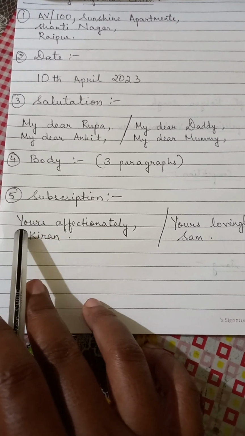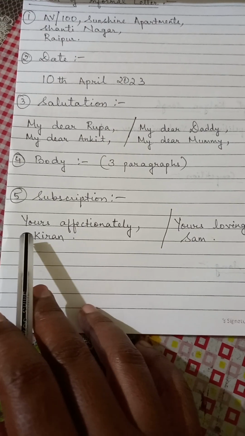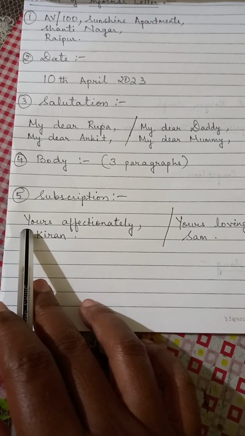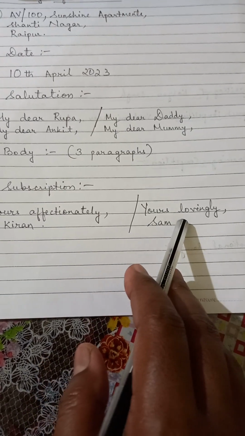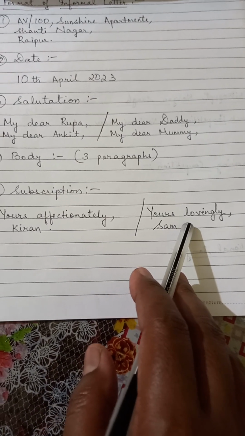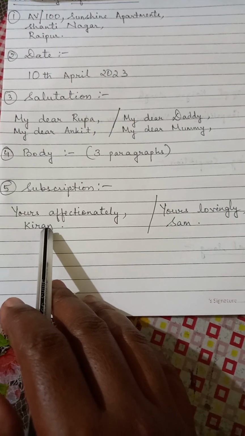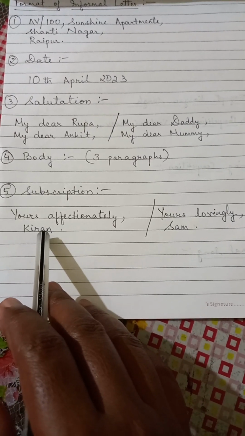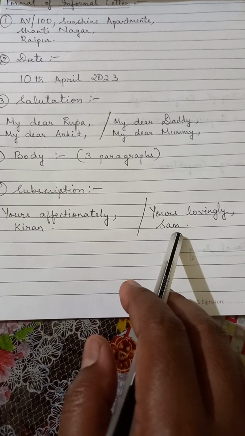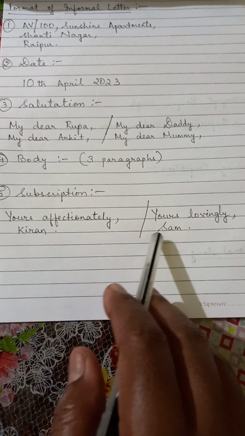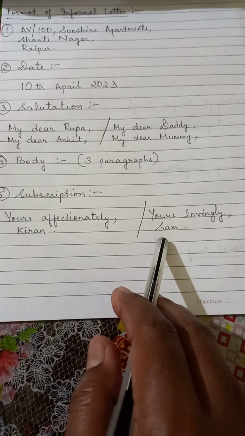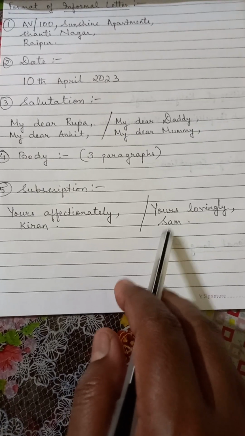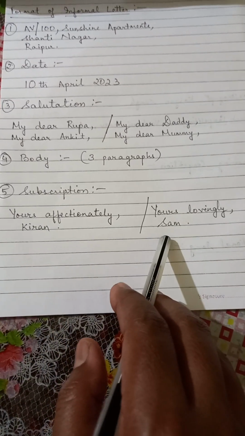You have to use only Yours affectionately, and here also you can see Y is capital, A small, Y capital, L small. This is how we write the subscription, and it ends with only your first name. You need not write your full name. I have given you 2 examples here, and in both examples I have written only the first names. So that is what you have to write.